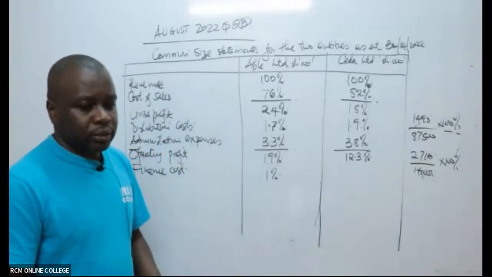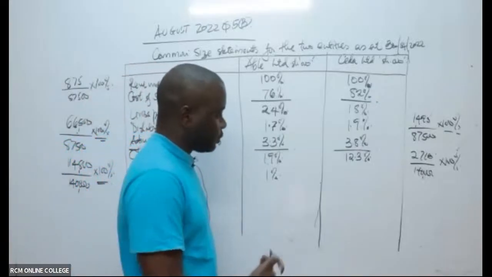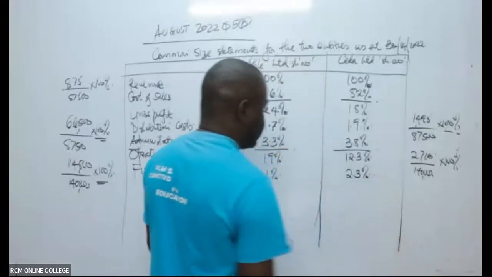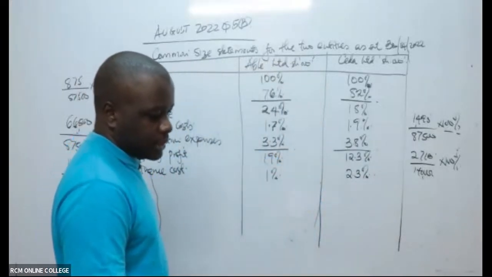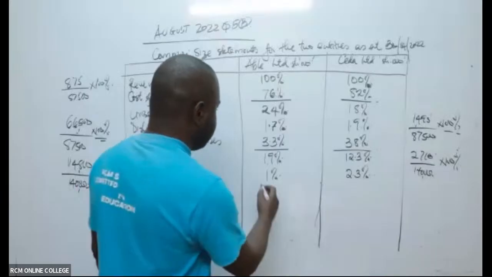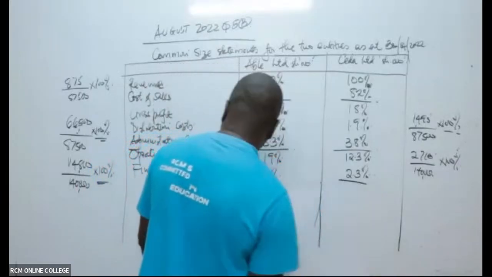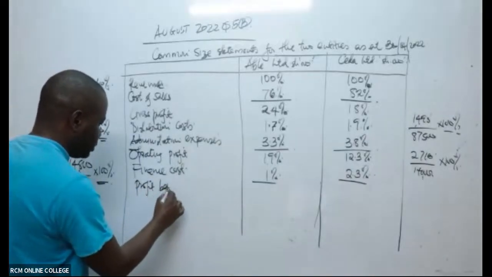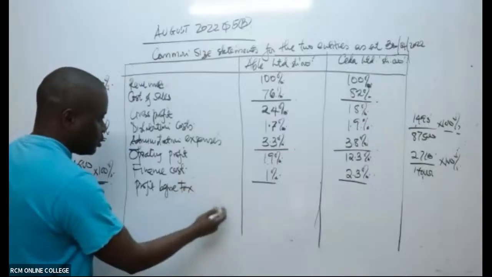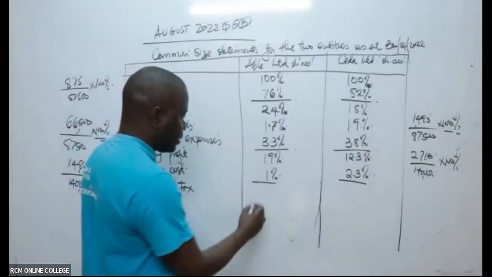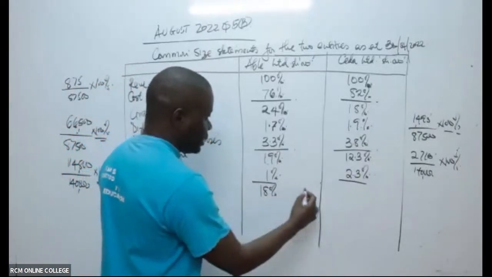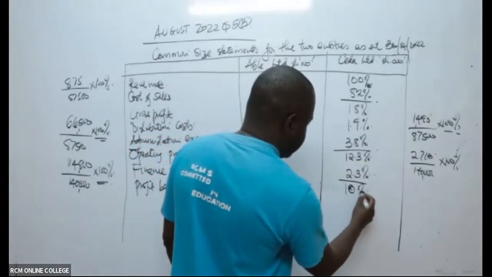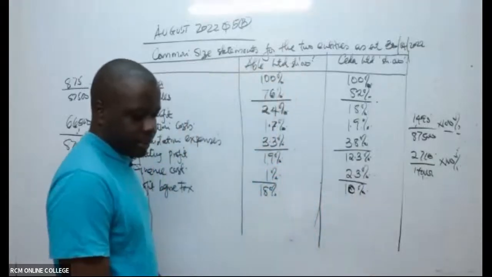2.25%. We can round off to one figure, that will be 2.3%. Then the profit before tax, you get the difference there. You'll be able to get 18%. This one you'll get, is it 10%? 10%.